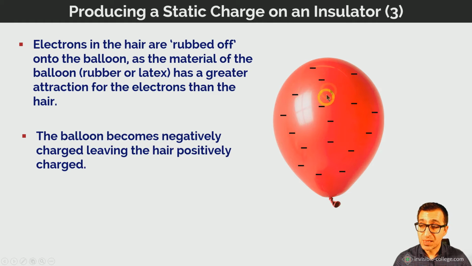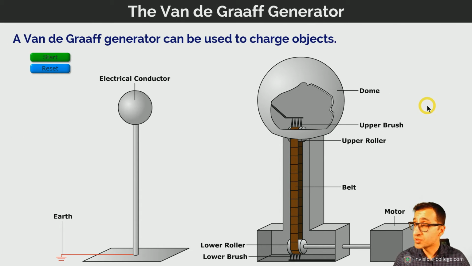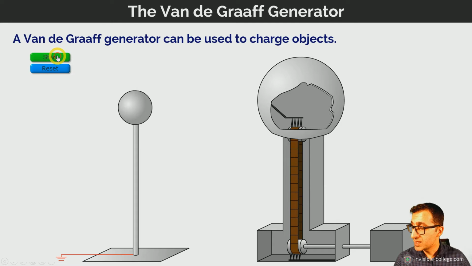Now, you may have also seen that balloons that have been lying around, perhaps on fabric surfaces, if you then pick them up and put them against the wall, sometimes they will stick to the wall. This is due to charging by induction that we'll talk about a little bit later on. So another device that you may have come across in the science laboratory or elsewhere is the Van der Graaff generator, and this can be used to create a static buildup of charge on objects. So here's how it works.